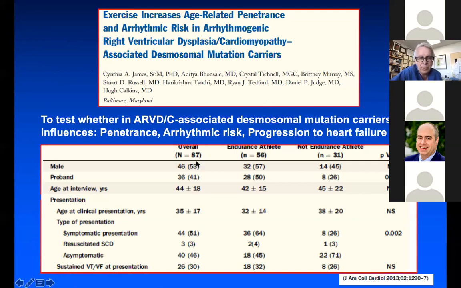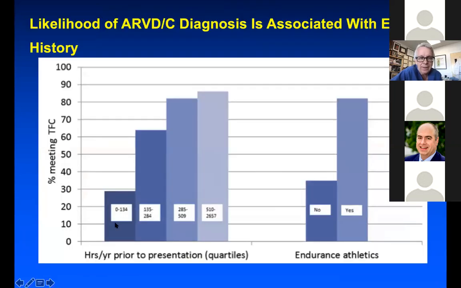87 patients with a mutation, 56 endurance athletes, 31 not, and we took a lifetime exercise history. What we found is the number of hours per year of exercise prior to presentation impacted whether they met diagnostic criteria. Again, all these patients had a mutation. If you exercise 0 to 134 hours per week, only about a third had the disease. If you exercise 510 to 2,600 hours per week, 85% had the disease.